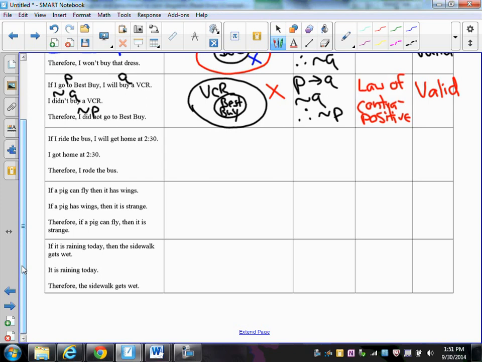So let's try the next one. If I ride the bus, I will get home at 2:30. So we have P and Q. So if P, then Q. I got home at 2:30. So that's Q. Therefore, I rode the bus. Therefore, P. So again, the hypothesis goes on the inside.